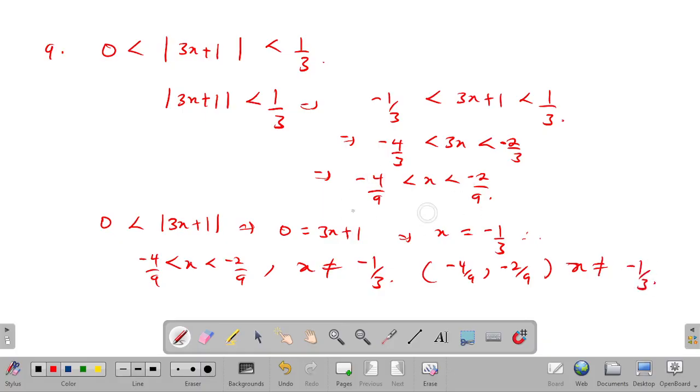So this is all about absolute value problems, and I hope you've gone through, you've seen the different types and how to approach it.